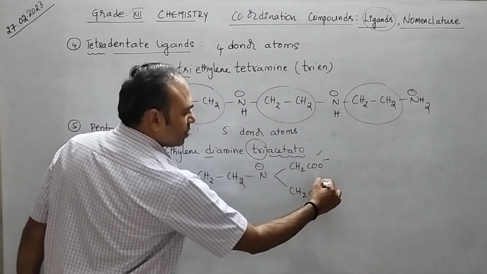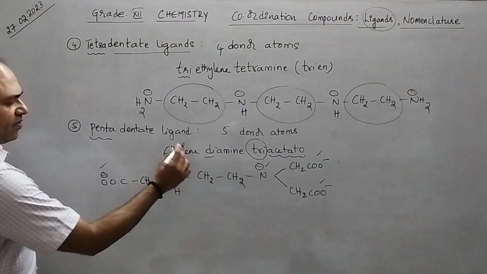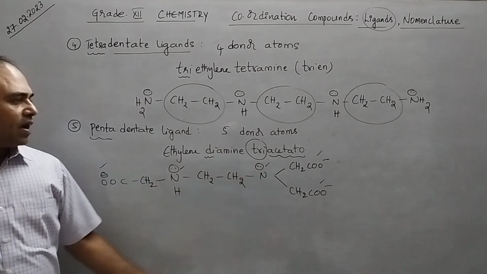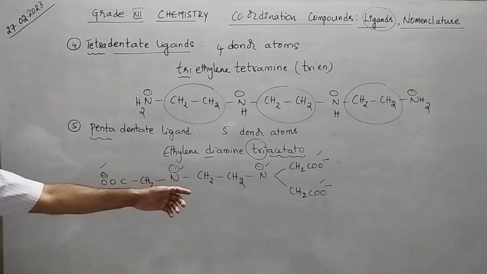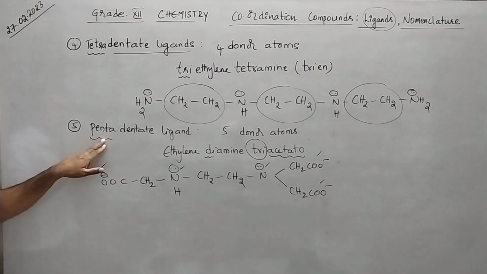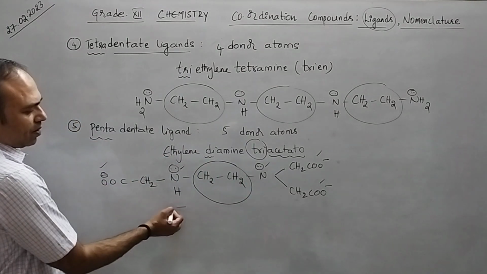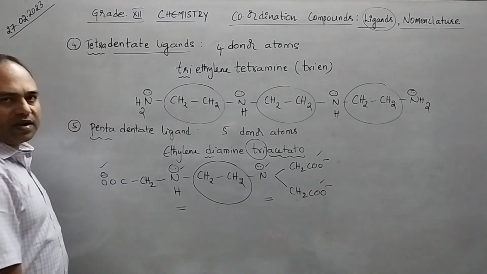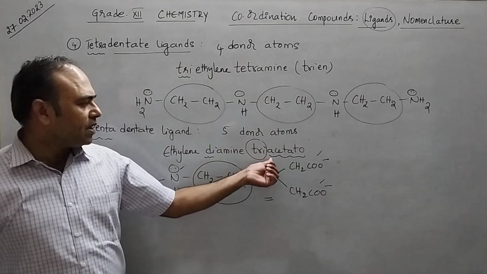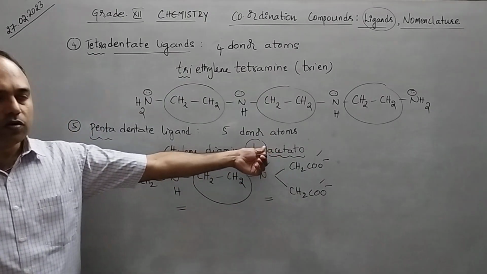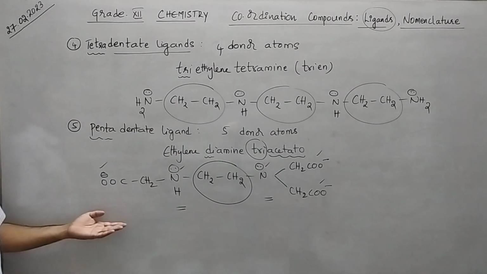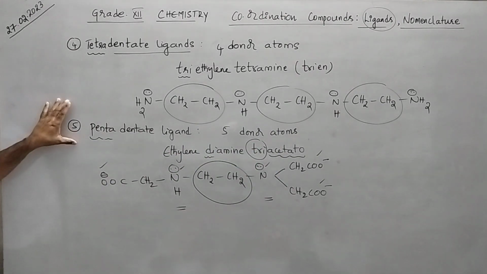So here what are the donor atoms? Oxygen, second, third, fourth and fifth. So 2 nitrogens as well as 3 oxygens. Totally we have 5 donor atoms, hence we call it as pentadentate ligand. So first write ethylene, then complete with the amino groups. After that substitute 3 hydrogens with acetate groups. So this will be your structure, and the example is called as pentadentate ligand.